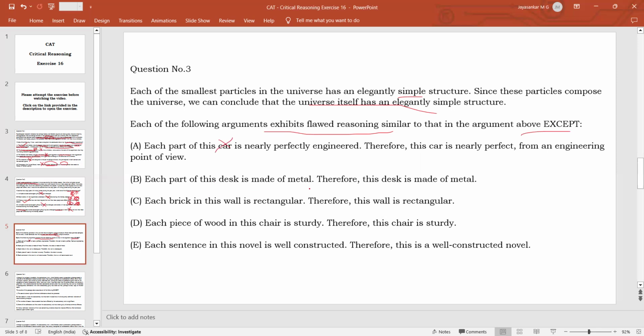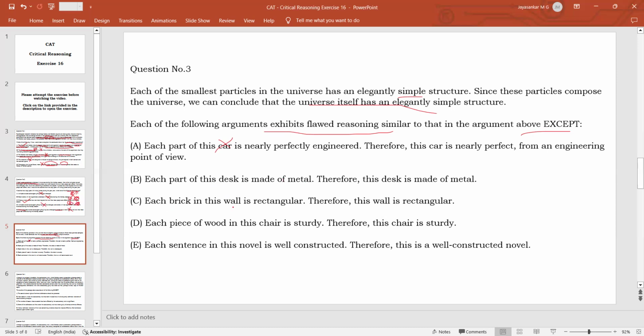Each part of this desk is made of metal, therefore this desk is made of metal. Here we are not talking about the character or the structure. It is talking about the material. So something is made up of one material, so the entire whole thing should be made up of that material. So this does not have that flaw, because we are not talking about the character or the composition or the structure of a component of an article. Any object which is made of a particular material, all the components are also made of that material. So this could be your answer.